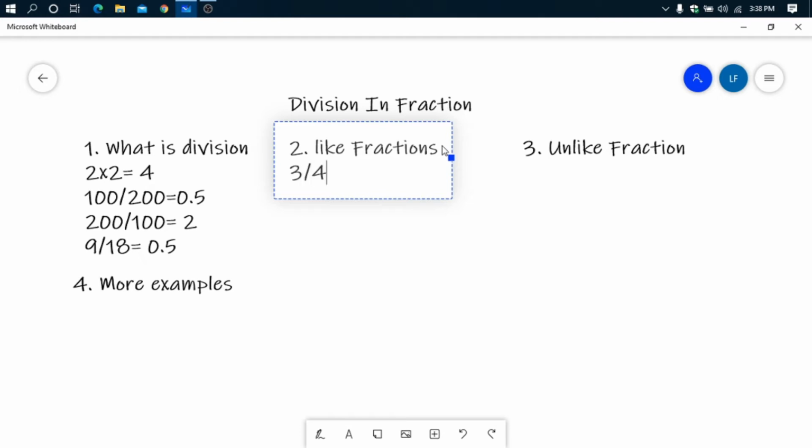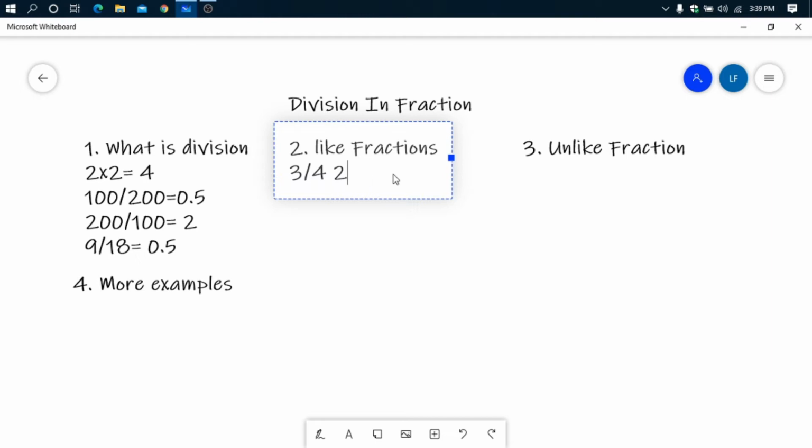So 3 by 4 alone, you can't say it's a like fraction or an unlike fraction. But if we get another fraction such as 2 by 4, we can say these are like fractions. But if the denominator is 5, then we can't say they are like fractions. These two are unlike fractions, which we'll get to later. So 3 by 4 and 2 by 4 are like fractions, because like fractions are fractions whose denominators are the same even though their numerators may be different.